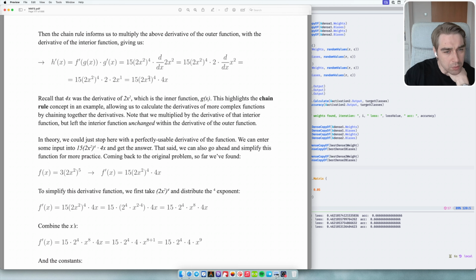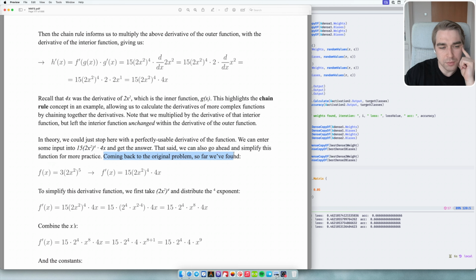In theory, we could just stop here with a perfectly usable derivative of the function. We can enter some input to this and get the answer. That said, we can also go ahead and simplify this function for more practice.